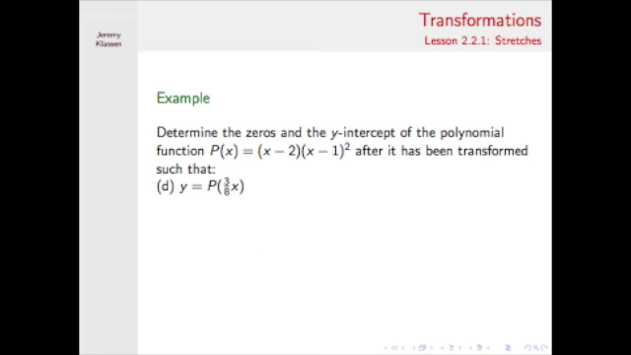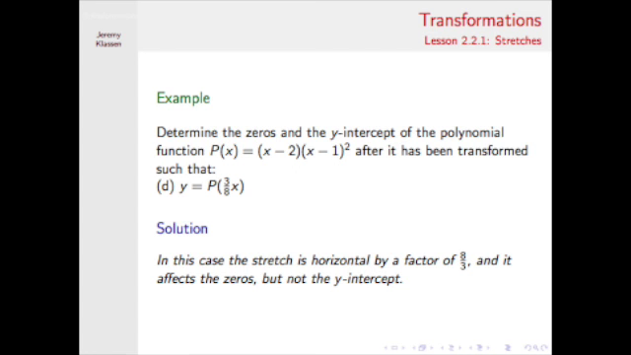Now finally, let's take a look at one more transformation where y equals p of 3/8 x. And in this case, it's just like the previous question where we had a horizontal stretch. In this case, it's going to be by a factor of 8/3, which is what makes this one a little different, just a fraction there. And it's only going to affect the zeros, not the y-intercept. And so we multiply our zeros by 8/3 to get 16/3 and 8/3. And the y-intercept, now again, that mistake is persisting here. It's not -12. The y-intercept is in fact just -2.